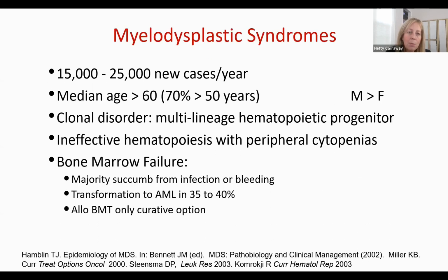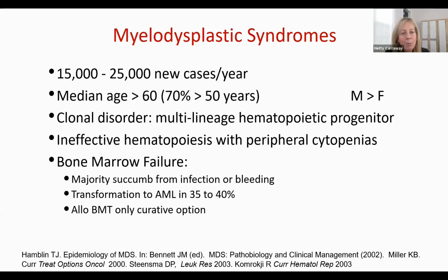As many of you know, myelodysplastic syndrome affects about 15 to 25,000 patients a year. The median age is over the age of 60, and for most of the patients, they're over the age of 50. It does seem to affect more males than females, and we know that myelodysplastic syndrome is a multilineage hematopoietic progenitor clonal disorder, and we'll talk a little bit more about that. I know that's a mouthful.